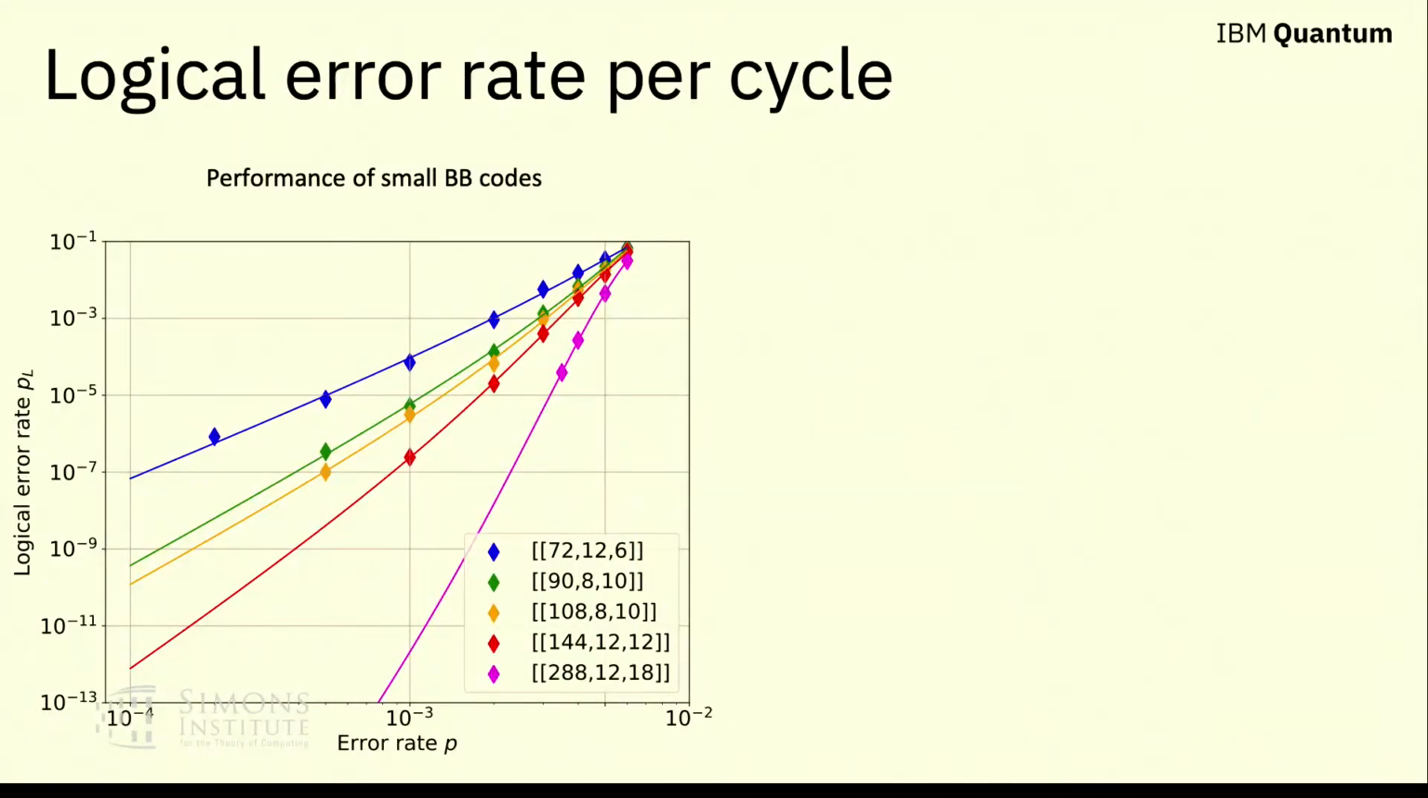So our Monte Carlo simulations give us some idea of the performance of these bivariate bicycle codes. We could simulate up to the 288 qubit code. It gets difficult to sample as your logical error rate goes down. I should say that this is the logical error rate per syndrome cycle. We get a logical error rate after those D cycles, but then we eventually divide by D to get an estimate of the logical error rate per cycle. At physical error rates that we consider reasonable, somewhere between 10 to the minus 3 and 10 to the minus 4.